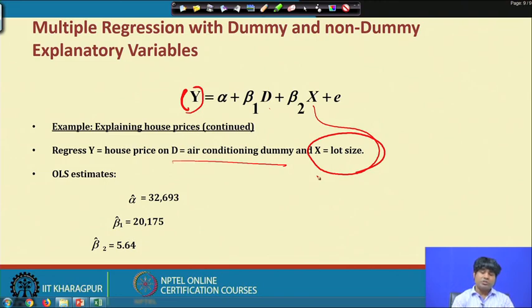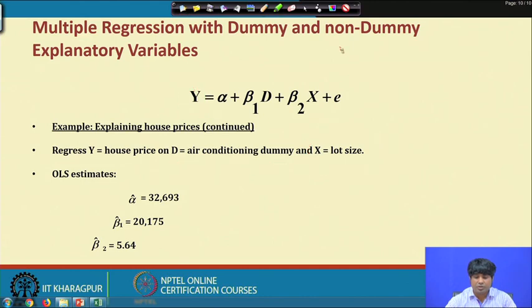In this case, we actually have different packages again. One package will be alpha plus beta 2 x after the estimations, and another one will be alpha plus beta 1 plus beta 2 x. Those are the 2 different ones, because only one dummy is there. Let us say alpha is this much, beta 1 is this much, and beta 2 is 5.64. So ultimately, the estimation process will be like this, which we can analyze.